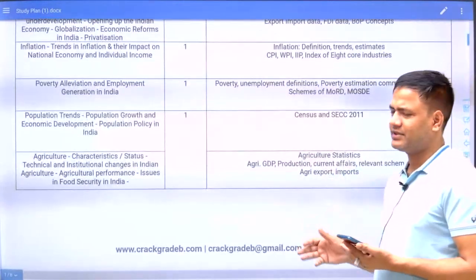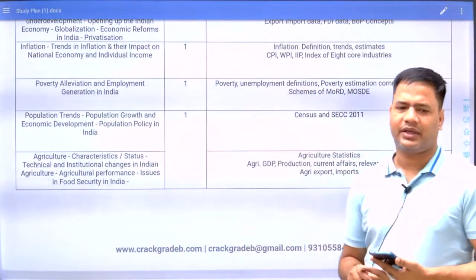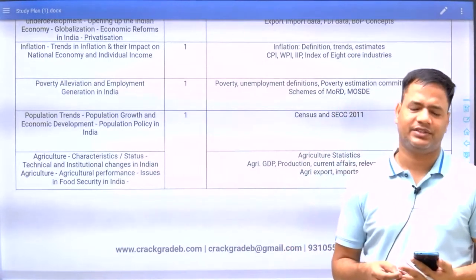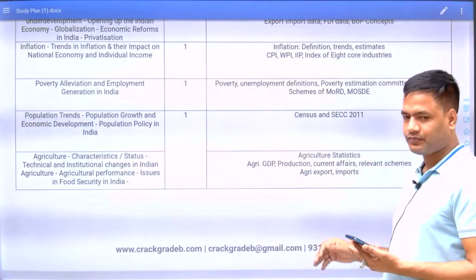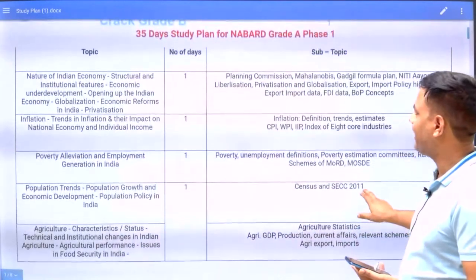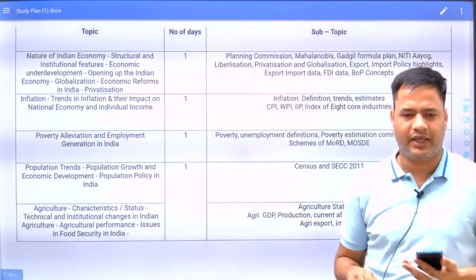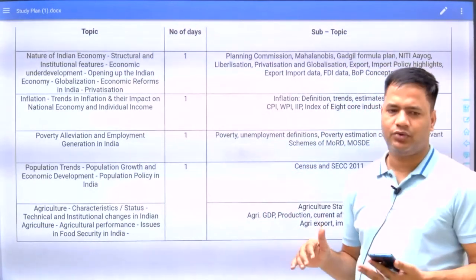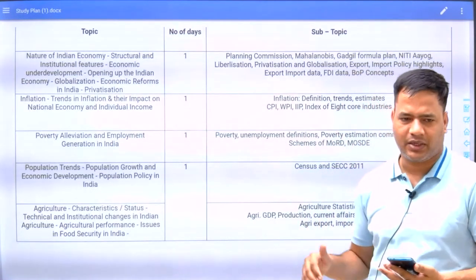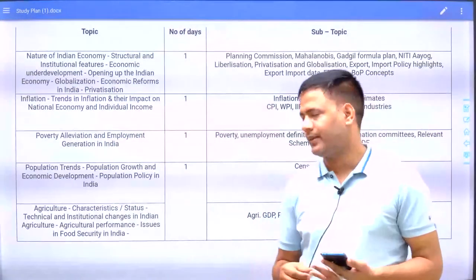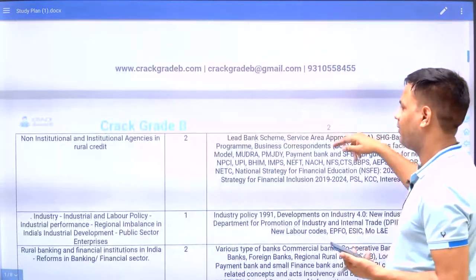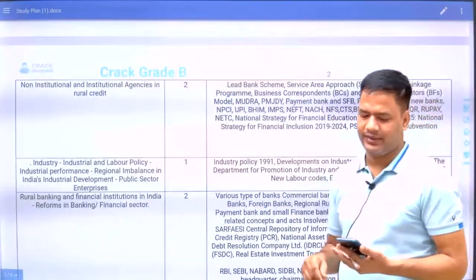Next, agriculture characteristics. In this chapter, hardly will they ask any static concept, but they will ask current affairs related data. So you can skip the static part, and read the current related import-export and agriculture GDP contribution from the current affairs part. I have mentioned against each chapter how many days you have to spend on it. In parallel, you have to manage your other subject preparation also. QRE is qualifying in nature, but I suggest you focus more on ESI and ARD. Agriculture schemes also have been asked previously under ESI.